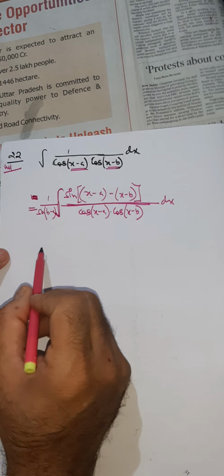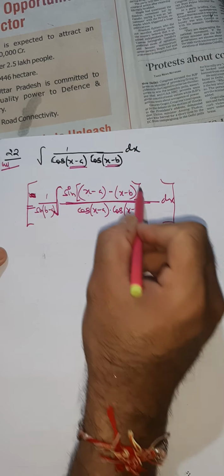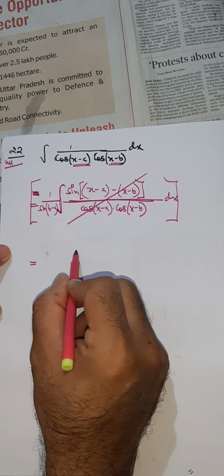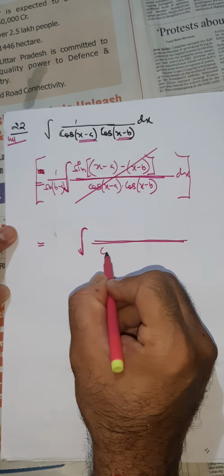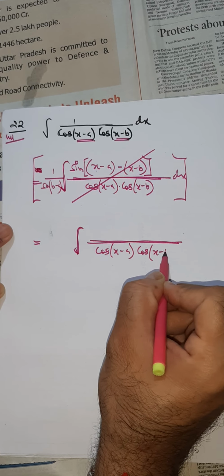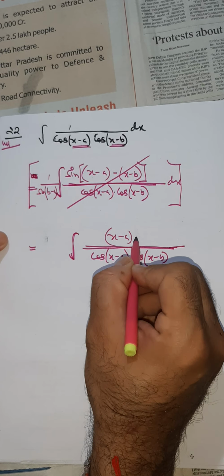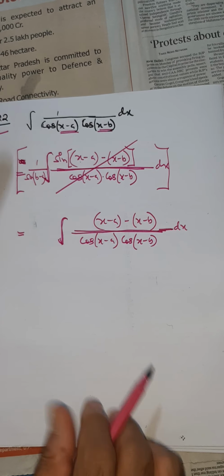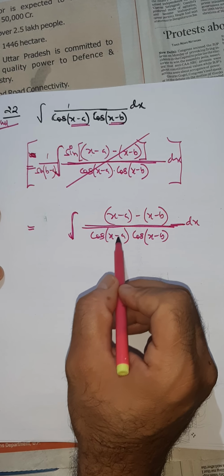I hope this is clear to you. Let me repeat this step again. Here in the denominator you have cosine of x minus a into cosine of x minus b. So I'll set these two angles there, (x minus a) minus (x minus b), the whole dx. Now if you open the bracket, it is just b minus a, x will get cancelled.